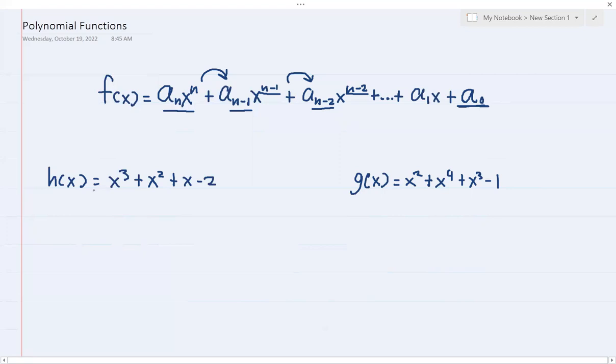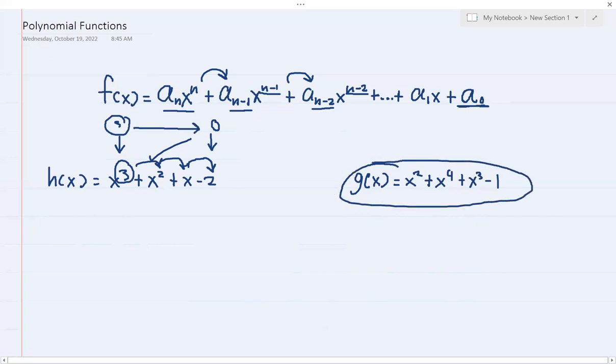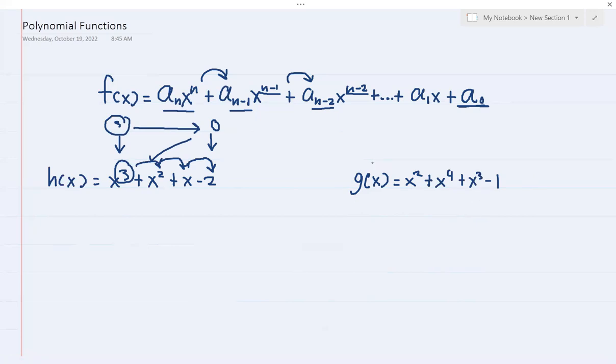So you see, h of x has the correct arrangement because it is in descending order from the highest exponent of 3 until we've reached the lowest exponent. So the exponent here for the constant is 0. So again, it should be from the highest to lowest. This one, on the other hand, is not properly arranged. It's jumbled. So what are we going to do? We're going to arrange them.